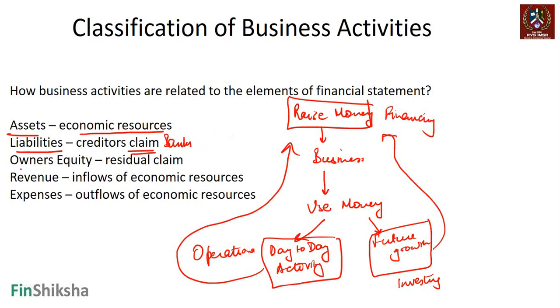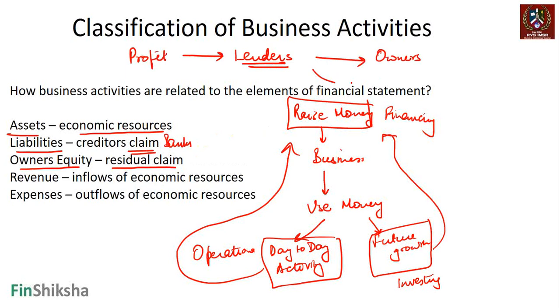Owner's equity is essentially this: any business has an owner. An owner can give money to a business. That's called a residual claim. What is a residual claim? You make a profit. From the profit, you first pay the lenders. Remember, the banks always come first. And then if something is left, that goes to the owners. That's why it's called residual. Only if there is a residual after repaying the lenders will you get money as the owner, right?